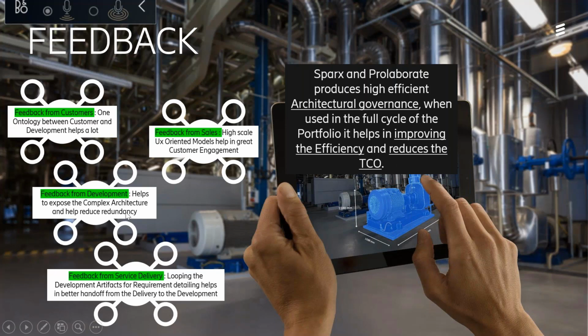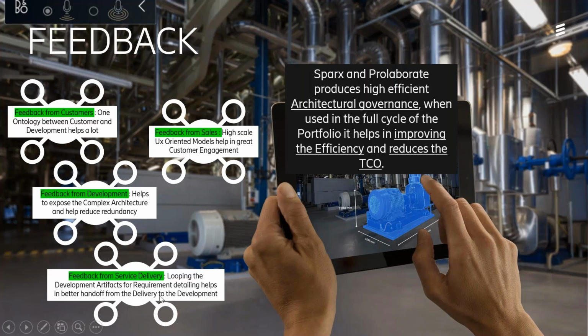And there are also specific feedbacks from the customers. They say it's very good that we get a common ontology between development and us. From the sales team, they are quite happy with the high-level, UX-oriented models, because we should not provide a lot of technical, dry models to sales. As I showed, the engagement model and things like that are quite UX-centric, and they are quite happy to use them in front of the customer in engagements.